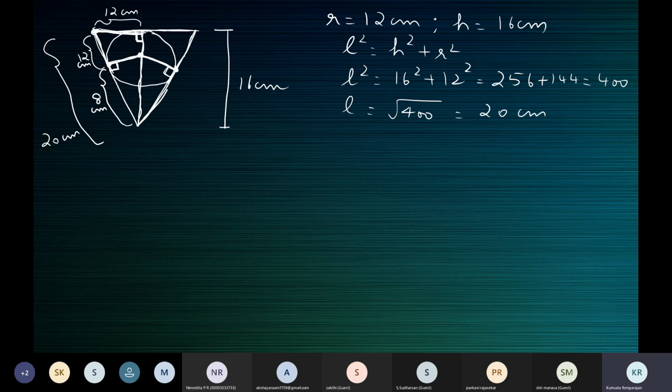Okay, now let me just mark. I'll call this A, B, C, D, O. This point is E, children. F. Right, now let's try to use similar triangles.